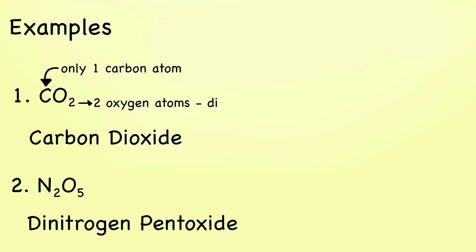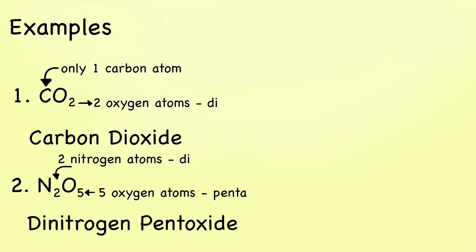N2O5 should be dinitrogen pentoxide. 2 nitrogen atoms, so we use the prefix di, and 5 oxygen atoms, so we use the prefix penta. So it should be dinitrogen and then pentoxide.